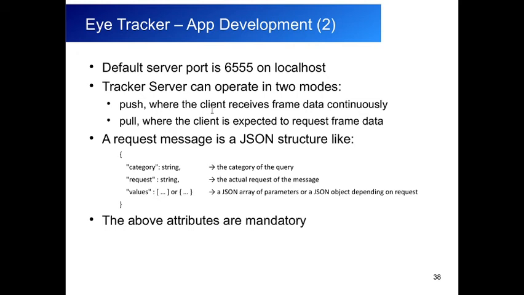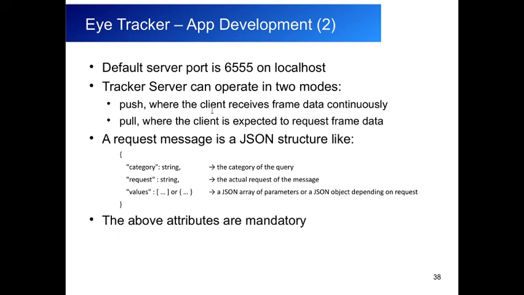The default server port is the one reported here on the localhost, and the tracker server can again work in two possible modes. Push, like in the Kinect, where the user receives frames in a continuous way, or pull, in which the client is expected to request the new data. So you remember that in one of the cases we were tracking events, so it's push, and in the other case you request the information from the server.